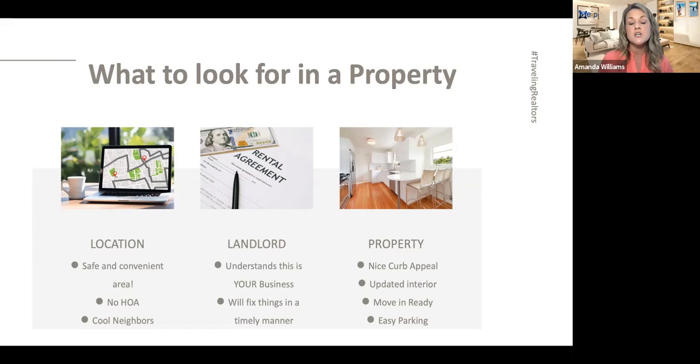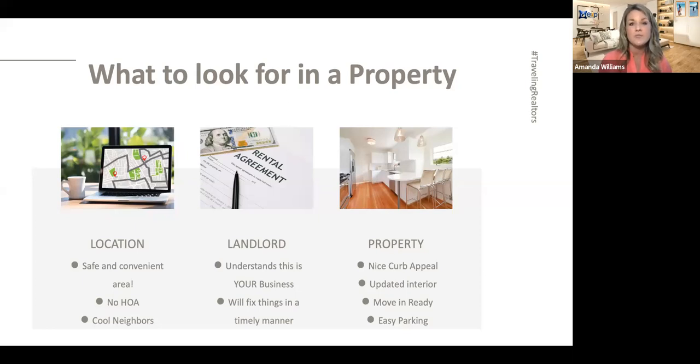Property: make sure that you have great curb appeal, meaning it looks good from the outside looking in. Like I can look at that property and say, yeah, I would stay there for sure. Updated interior, I think I've already kind of covered that. Move-in ready, of course, and easy parking. Make sure that there is a good parking area where you're not having to have your guests pay for parking or get little passes to park on the street or anything like that.